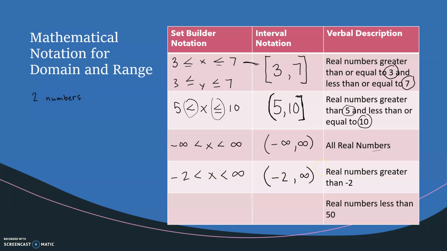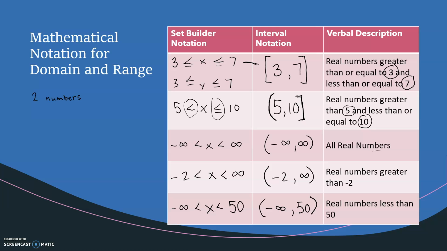Real numbers less than 50, so that means 50 is our bigger number, and numbers less than 50 would go all the way down to negative infinity. So that would look like this in interval notation, from negative infinity to 50, parentheses because we're not including the 50.